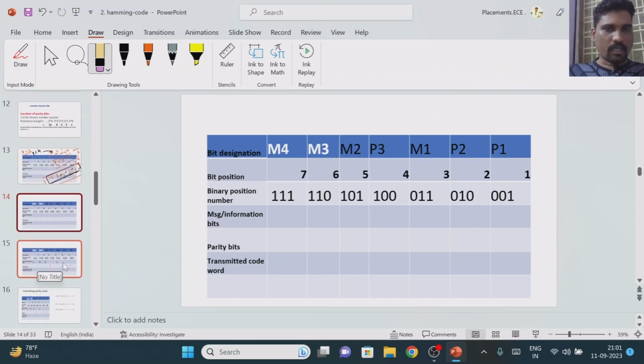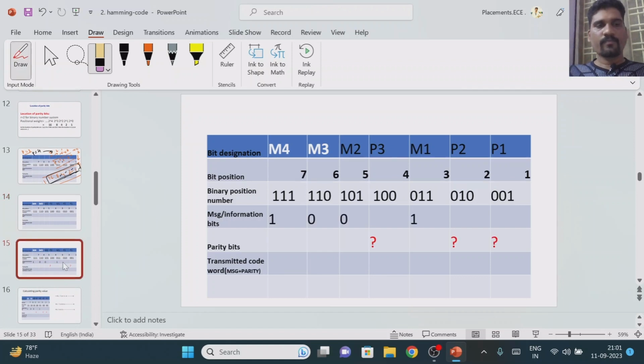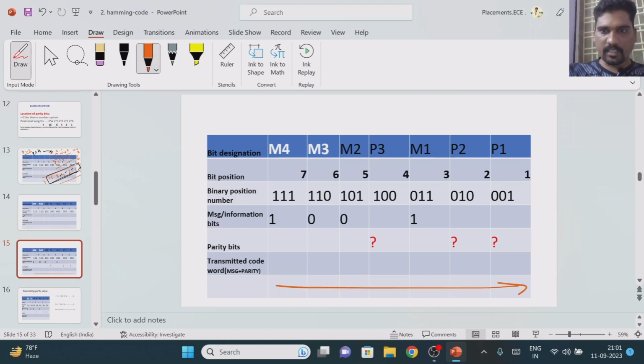Now what we will try to do is find the final Hamming code. The final Hamming code consists of a 7-bit number, as we said. So finally we need to find these binary values, message bits plus parity bits. If you see the given question, they have given the data bit value or message bit value, which is 1001.